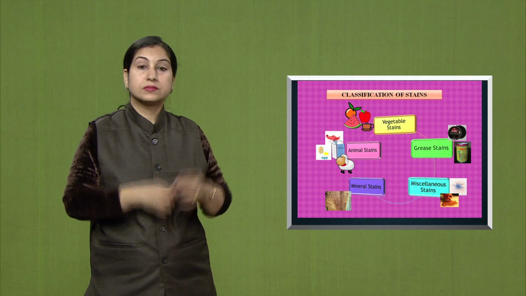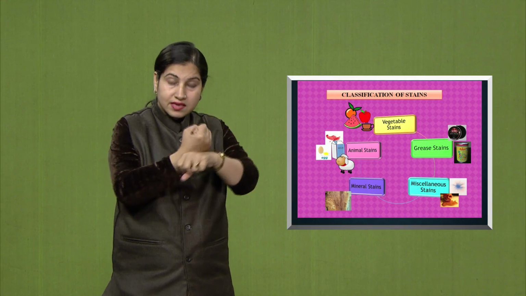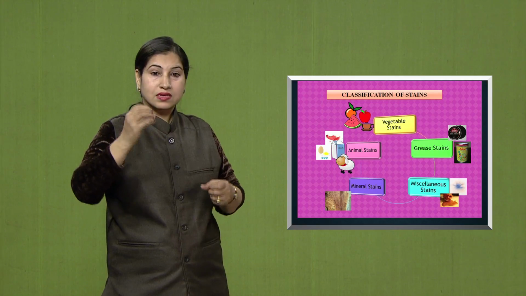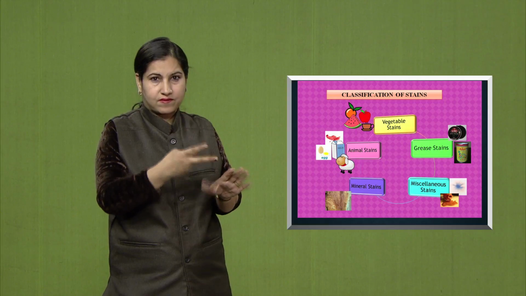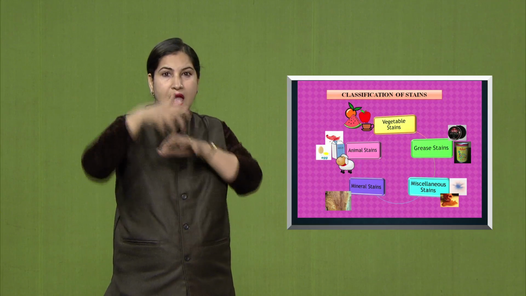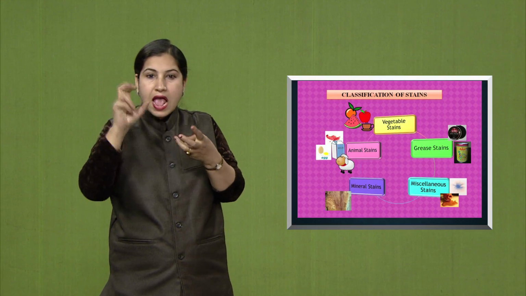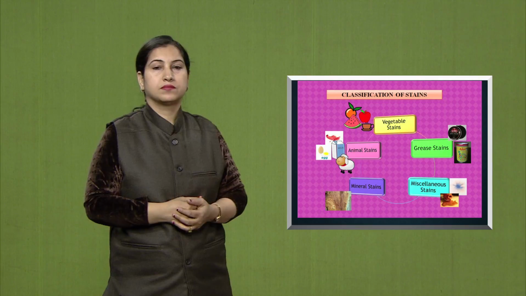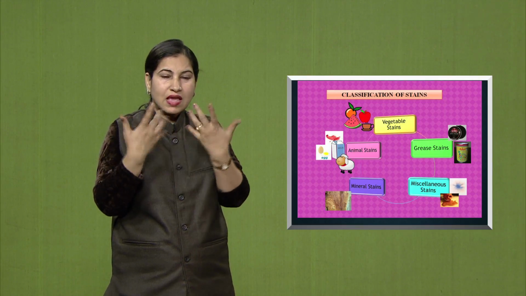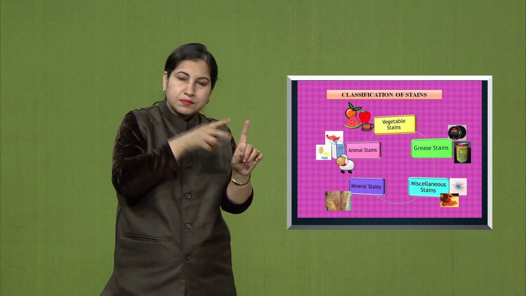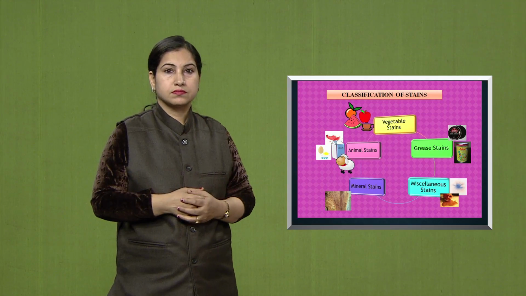Second, grease stains. Use of butter, ghee, oil, curry, shoe polish, tar, oil paints give you grease stains. Third, animal stains, stains from blood, milk, egg, etc. Fourth, mineral stains, when you get a stain from rust on any metal. Fifth, miscellaneous stains, that is grass stain, beetle stain, ink stain, etc.